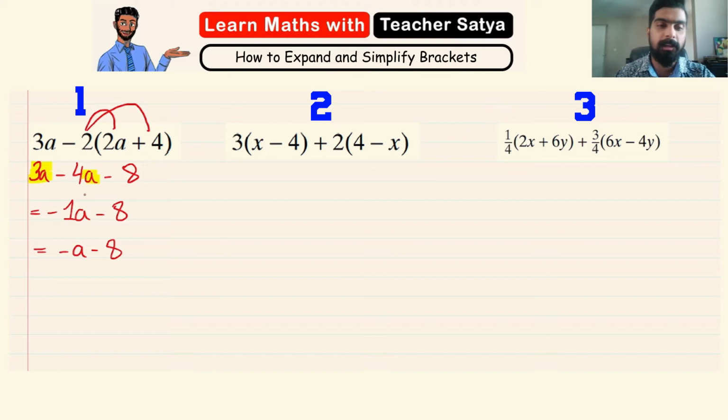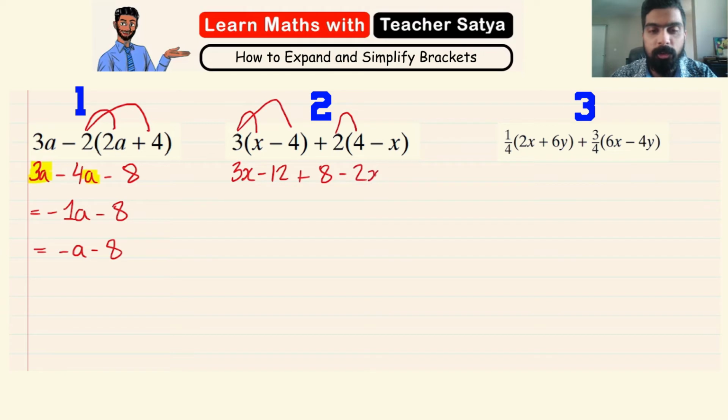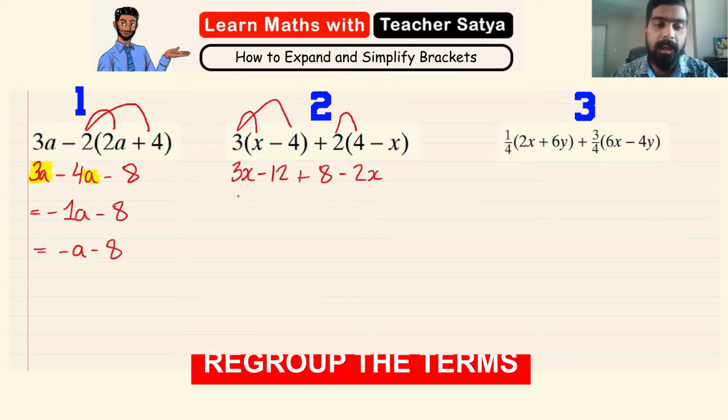Now let's get to the second question. Again, before we simplify, we have to expand the brackets. So we're going to take 3 multiplied with x and 3 multiplied with -4. So 3 times x is going to give us 3x, minus 3 times 4 is going to give us 12. Plus 2 times 4 will give us 8, and 2 times minus x is going to give us -2x. Now in this case I would highly suggest you regroup the terms so you don't make any careless mistakes.